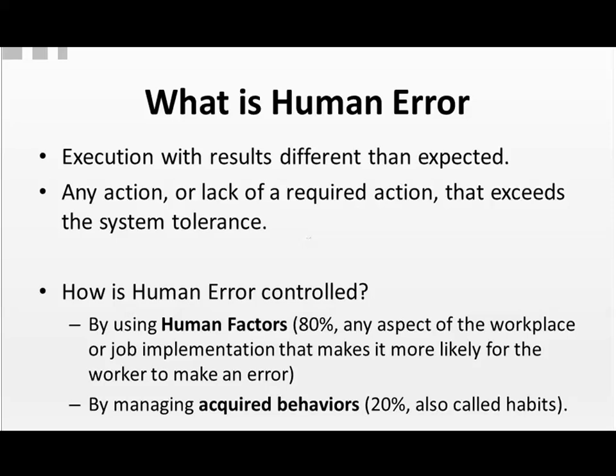Well, 80% of the success of any human error reduction program relies on making sure that human factors have been incorporated in our systems. And what are those factors? Any aspect of the workplace or job implementation that makes it more likely for the worker to make a mistake. What we're trying to say here is that 80% doesn't really have to do with the people. Nope, it doesn't have to do with people. It has to do with the way we have designed and put together the process, the way we have written our procedures.